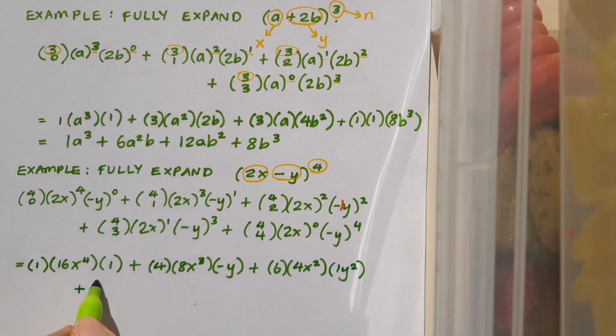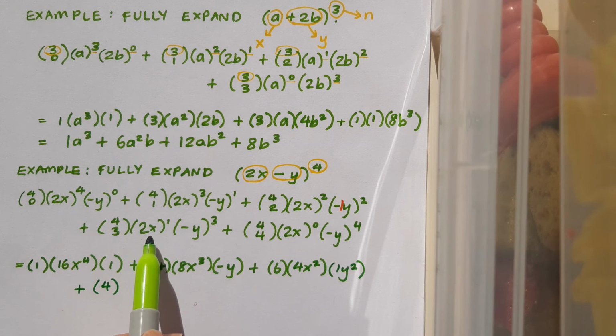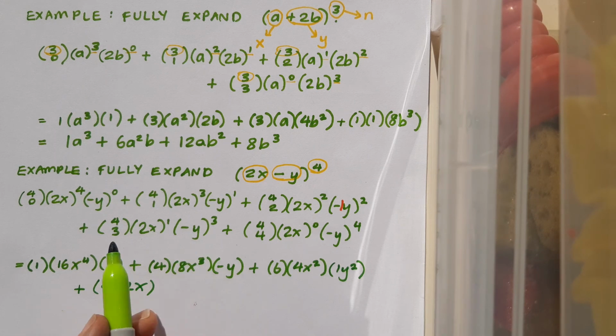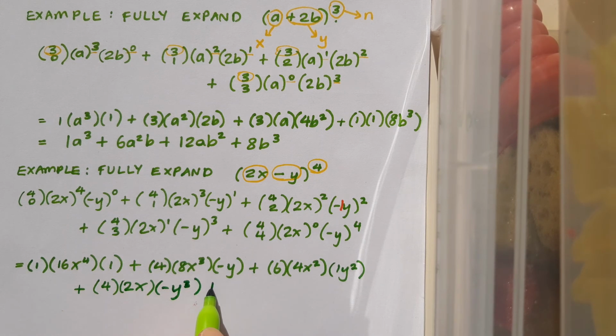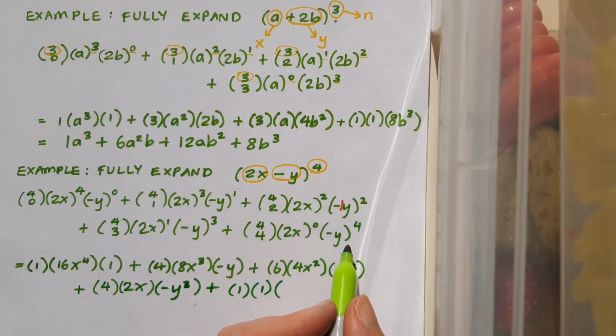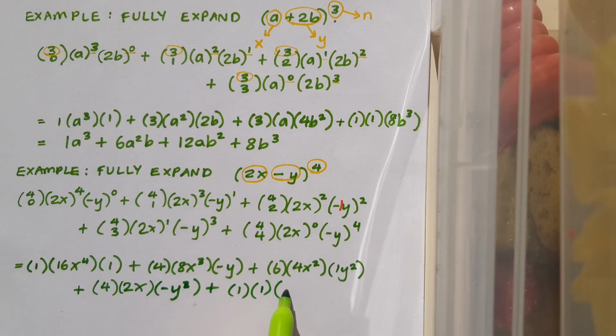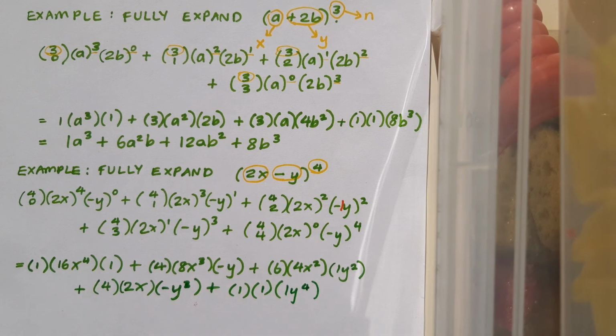4 choose 3 is 4. 2x to the power of 1 is just 2x. And minus y to the power of 3, again, if you like, now you can put in the 1 here to make things a little bit more obvious. You end up with minus y cubed. And then 4 choose 4 is 1. Anything to the power of 0 is 1. And minus y to the power of 4, again, stick in that 1 if you like. And that ends up giving you 1y to the power of 4, or just y to the power of 4.